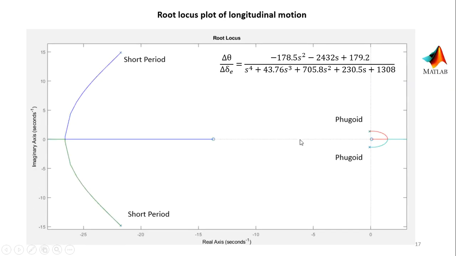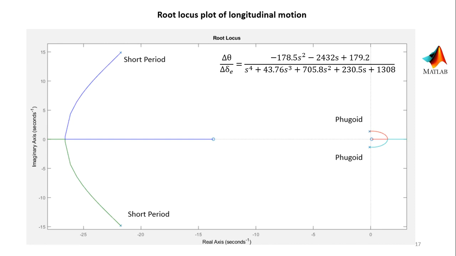To determine its dynamic stability, we can also use the root locus plot. The location of the roots in the root locus plot will tell us how the plane behaves. Since all the roots are located in the left half plane of the root locus, the paper plane is dynamically stable. At the same time, we can identify the short period and the phugoid motion appearing in the longitudinal motion.